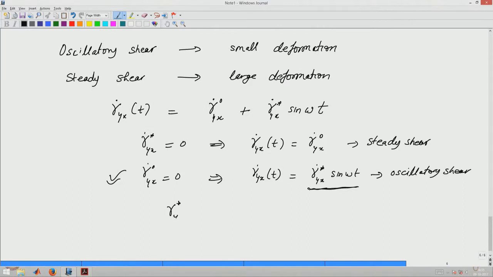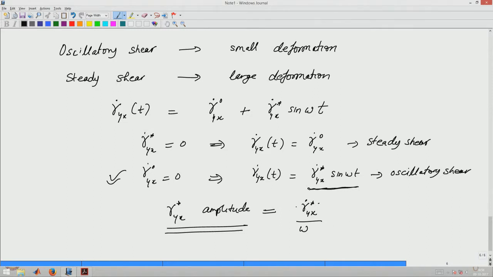So, gamma star yx, which is the amplitude of strain, amplitude. So, let us forget about the time, just the amplitude. What will be the amplitude of strain? It will be gamma dot star yx divided by omega or into omega? Divided by omega, right. So, this is the strain. As long as frequencies and gamma dot are maintained in such a way that the strain amplitude stays small. So, for example, if I choose my strain rate amplitude to be small enough, even if I go to small frequencies, my strain will still remain small.